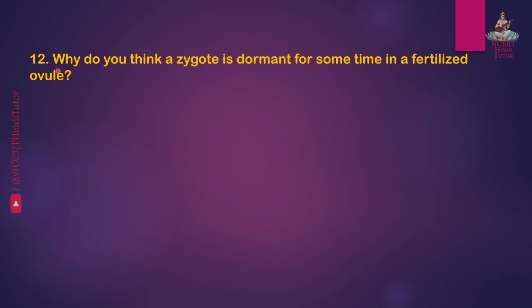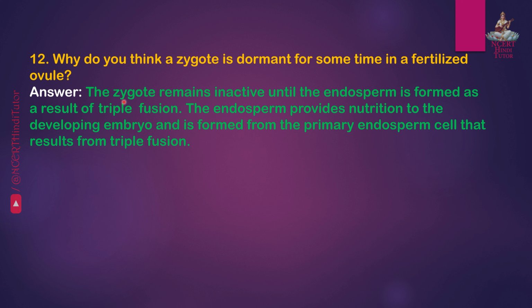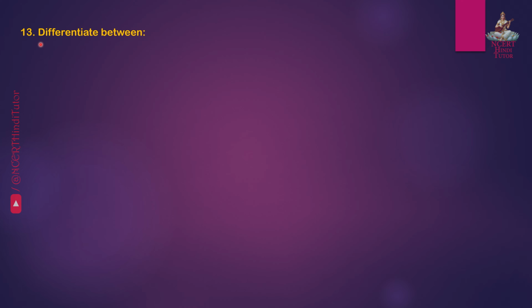Question 12. Why do you think a zygote is dormant for some time in a fertilized ovule? Answer. The zygote remains inactive until the endosperm is formed as a result of triple fusion. The endosperm provides nutrition to the developing embryo and is formed from the primary endosperm cell that results from triple fusion.